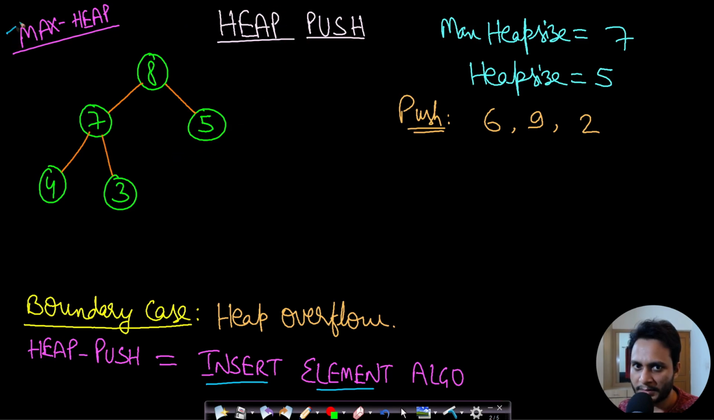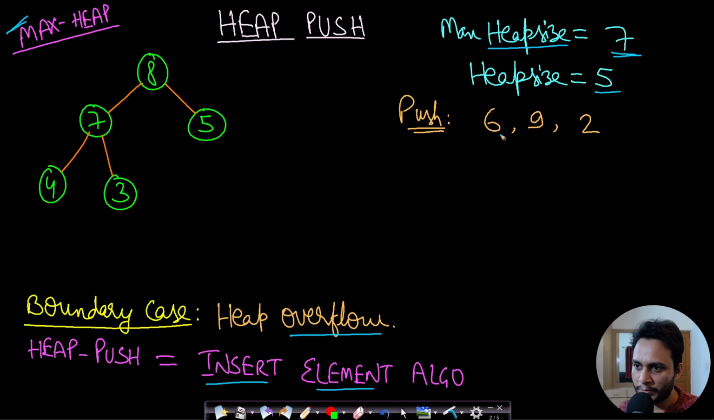Now let's take an example of a max heap. In this case, let's also assume that there is a bound on the heap size. That means we will have a memory limit. So let's assume that there can be a maximum of 7 elements in the heap. Now currently you can see that in the max heap we have heap size equal to 5. That means we have 5 elements. So the boundary case while pushing elements into the heap is that we might run out of memory. If we run out of memory, then that condition is known as heap overflow. So this is the boundary case.